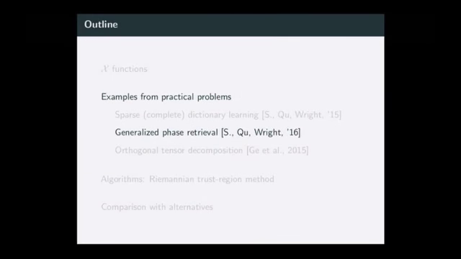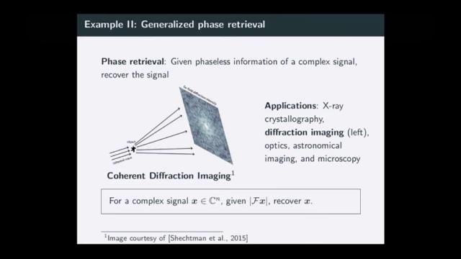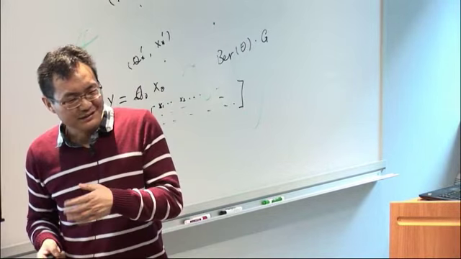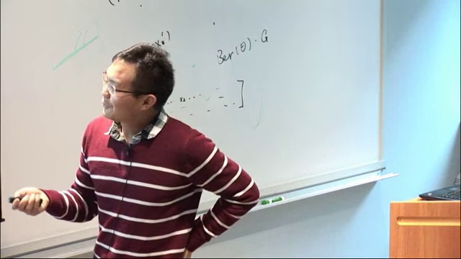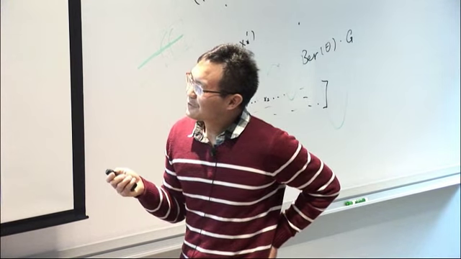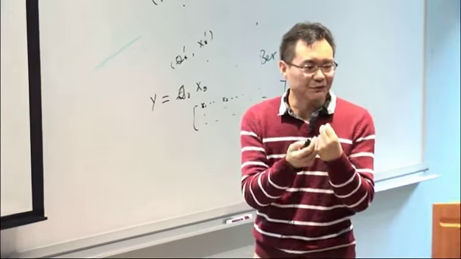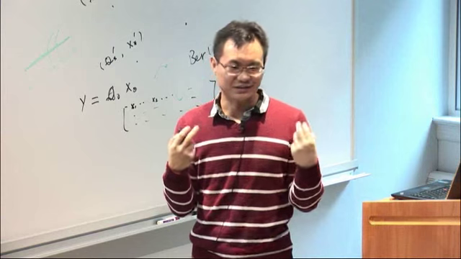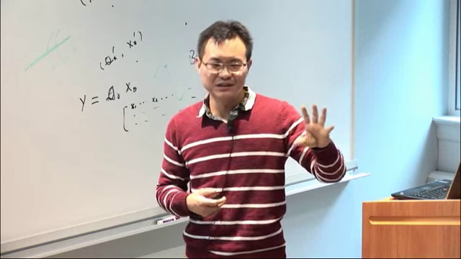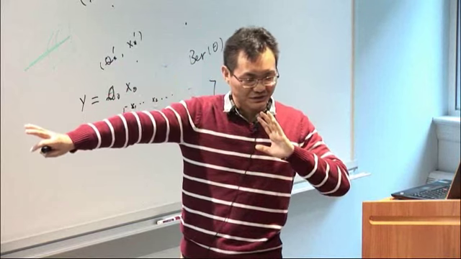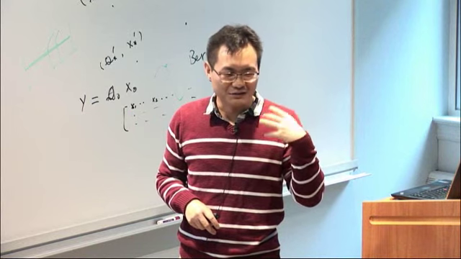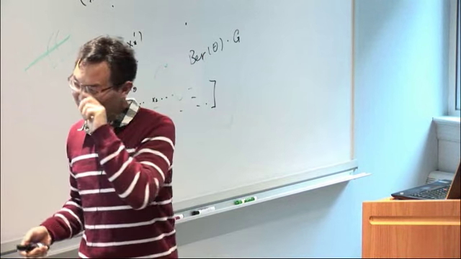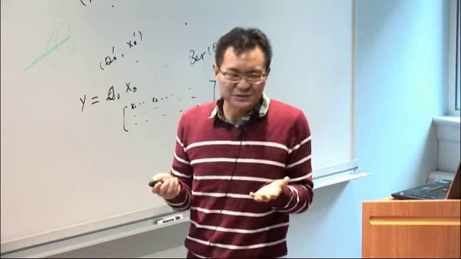Okay, I have to speed up a little bit. The second example is from signal processing. Maybe you are not quite familiar with this, but the mathematical problem is actually very neat. Phase retrieval: basically you want to recover a signal from its Fourier magnitude. You do a Fourier transform on a signal, you throw away the complex phases, and only the magnitudes remain. Can you actually recover the signal from the magnitude only? That's the problem. It sounds a little bit ridiculous, right?